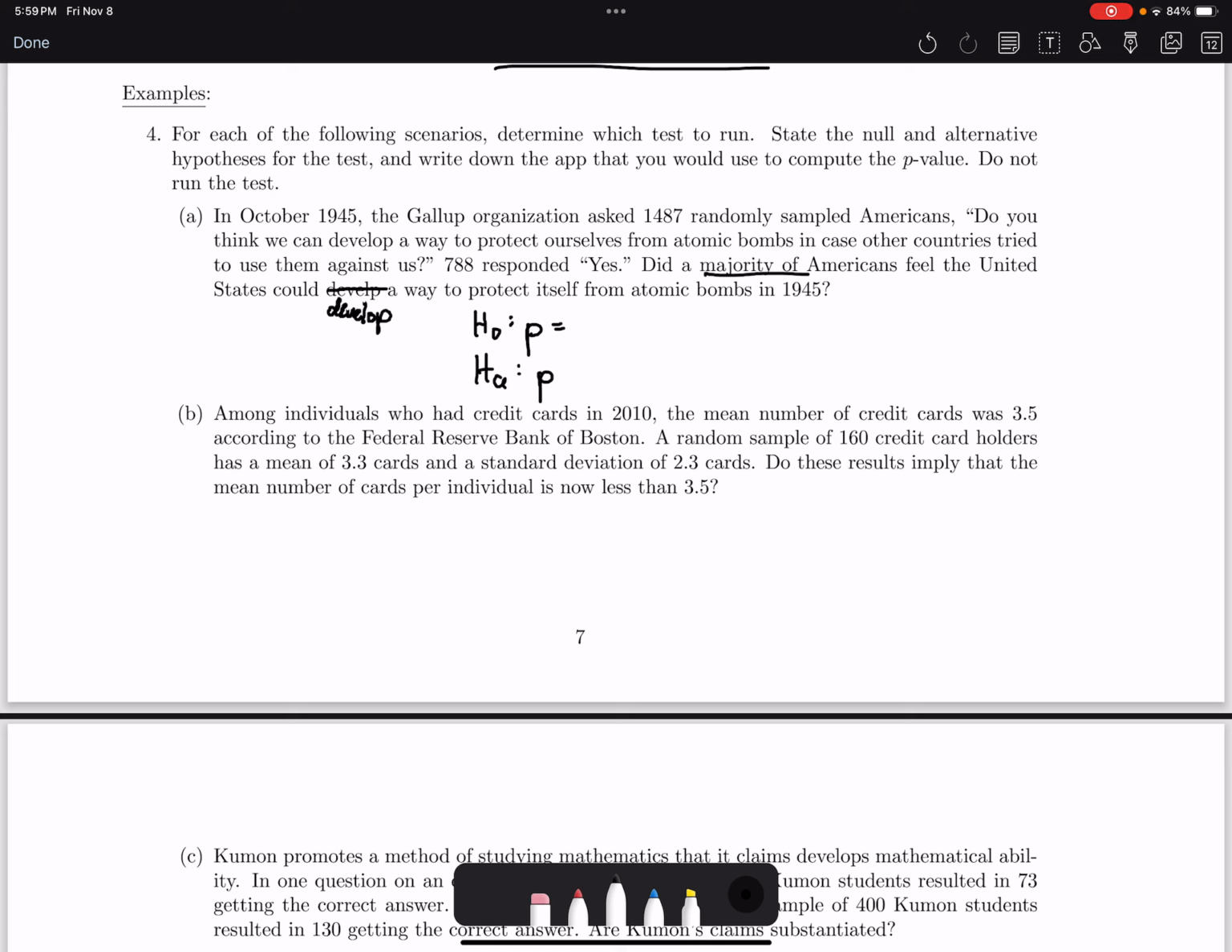Now, the null hypothesis is always a statement of equality. It's a statement of no change, no difference, no effect. So the null hypothesis would be no, a majority did not feel this way. Only 50% felt this way, right? P equals 50%. And the alternative would be that P is greater than 50%, that more than half of people, a majority of people, felt that we could develop a way to protect ourselves from atomic bombs.